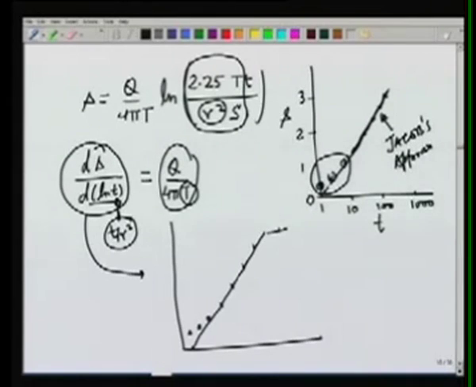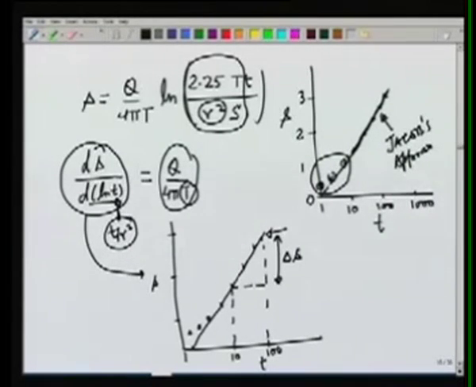And this is the line which represents the Jacob's approximation. The t value is, let's say, 1, 10, 100, and s value maybe 1, 2, 3. In order to find out the slope, what we can do is we take one log cycle of t and we can find out what is the change in drawdown in one log cycle of t.